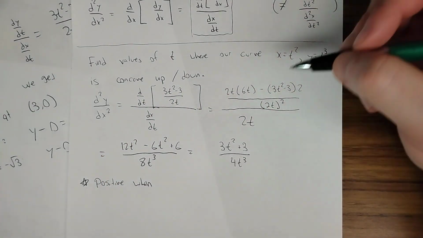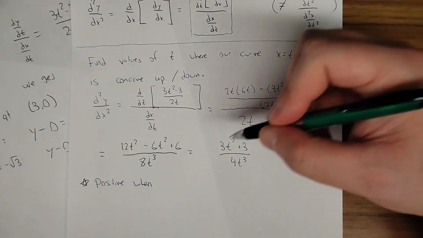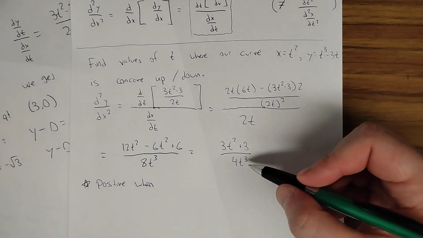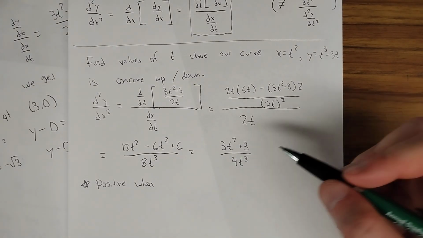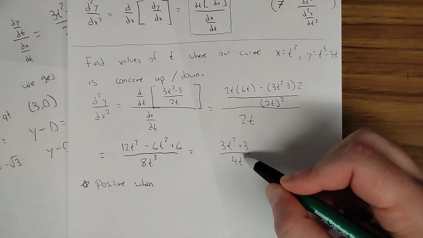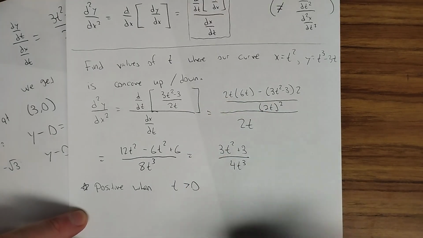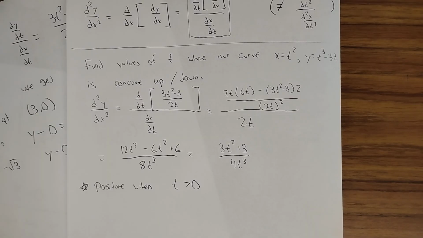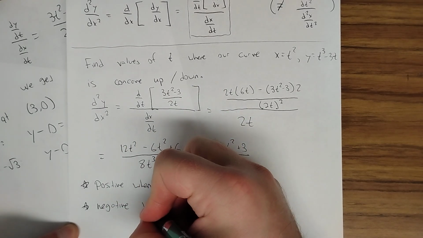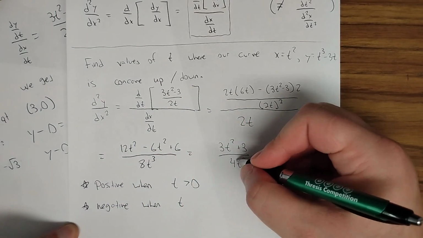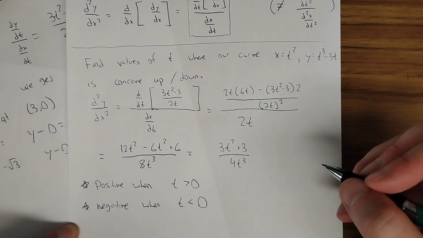And luckily, we can just sort of look at it and tell. The top is always positive because I see t squared and I'm adding a positive number, so the top is always positive. So it's just a question of what makes the bottom positive or negative, and here I have an odd power of t. So when t is positive, the bottom's going to be positive. So this whole thing is positive when t is positive. And it's negative when t is negative because that makes the bottom negative.